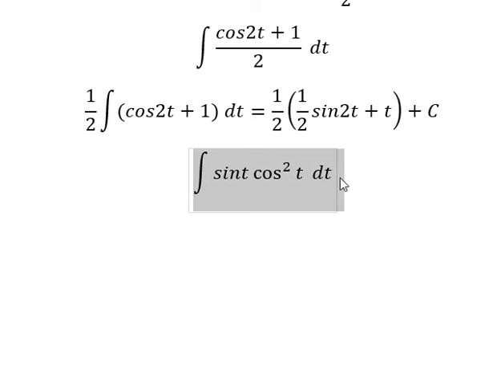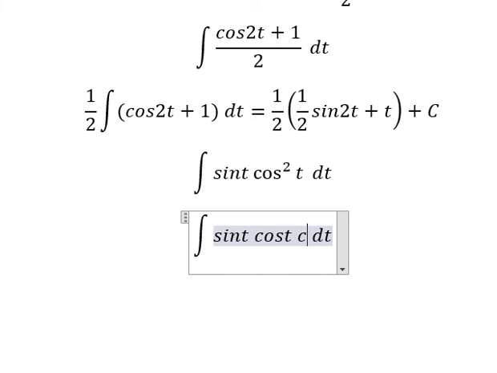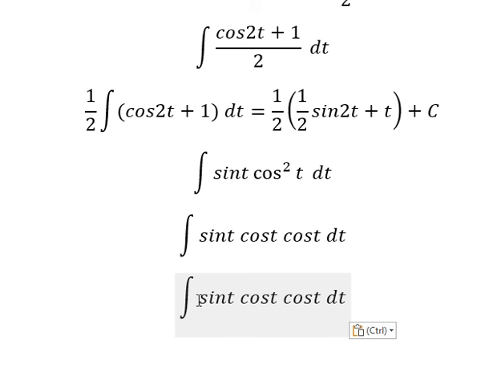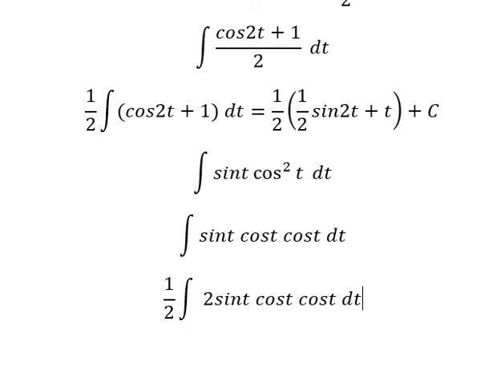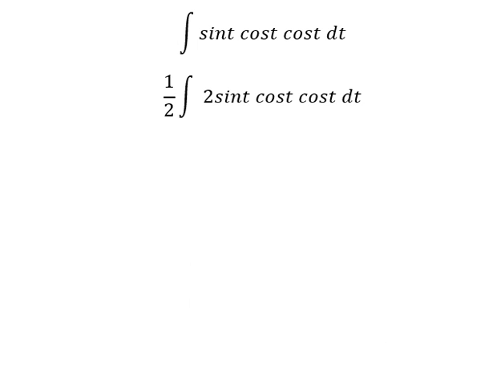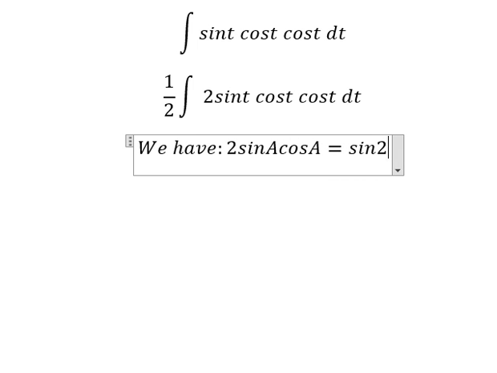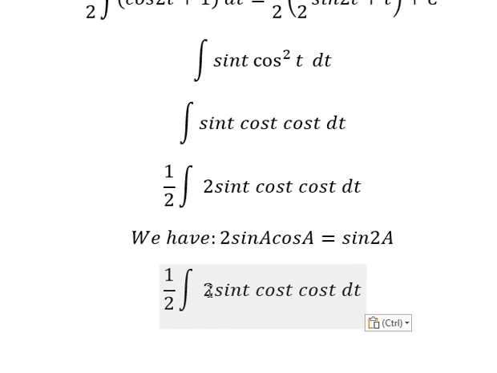So cosine t square we can write as cosine t, cosine t. Next, I will put number 2 and 1 over 2 in here. Because 2 divided by 2 is number 1. So we have the formula in here: 2 sine a cosine a equals sine 2a. And now, we need to change this one into sine 2t.